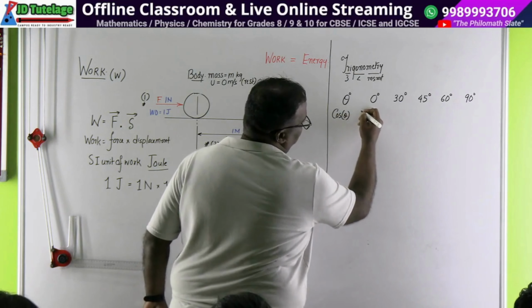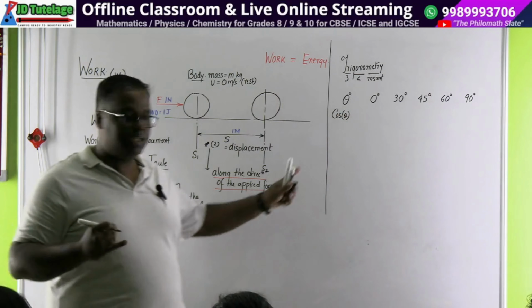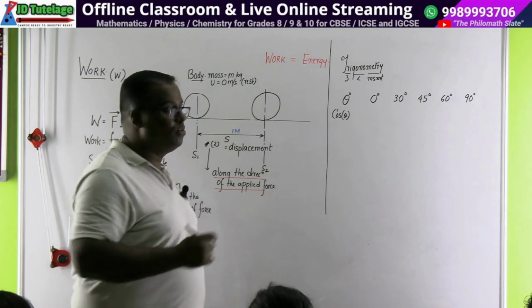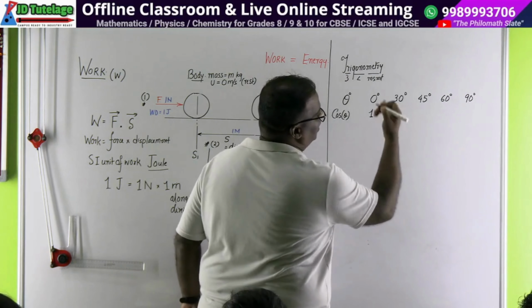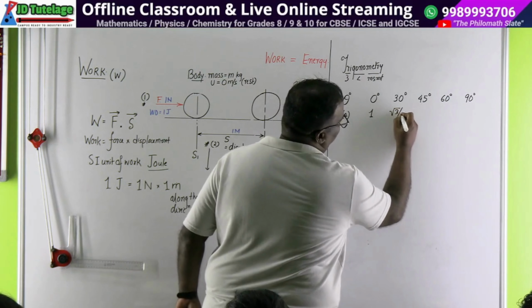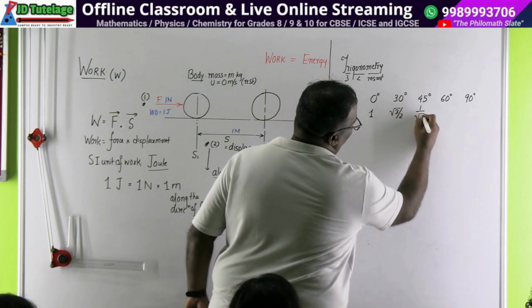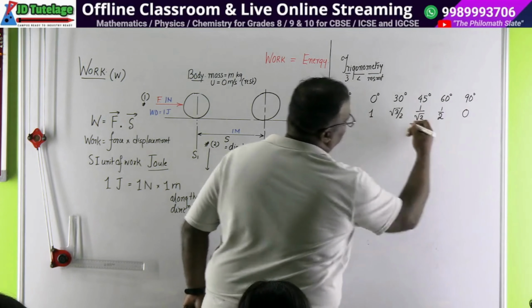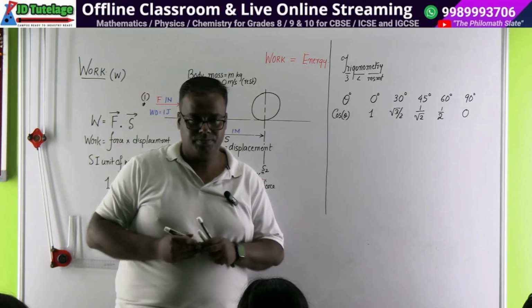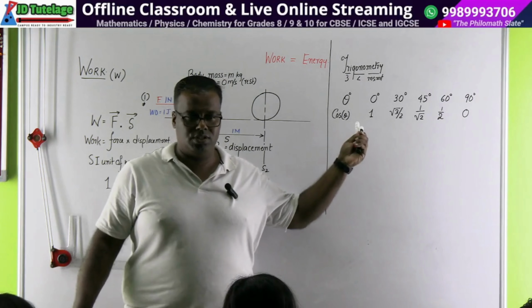Cos theta means here it is cos 0. Are you understanding? Cos 0, sin 0, all this should be memorized. Sin 0 is 0, cos 0 is 1. Sin 30 is half, cos 30 is root 3 by 2. Cos 45 is 1 upon root 2. Cos 60 is half. And this is 1, this is 0. These are the values of cos.